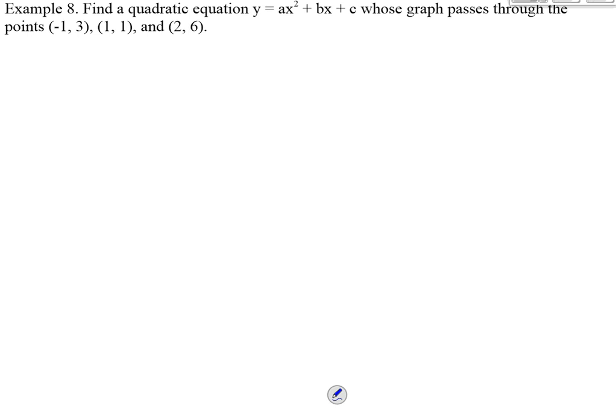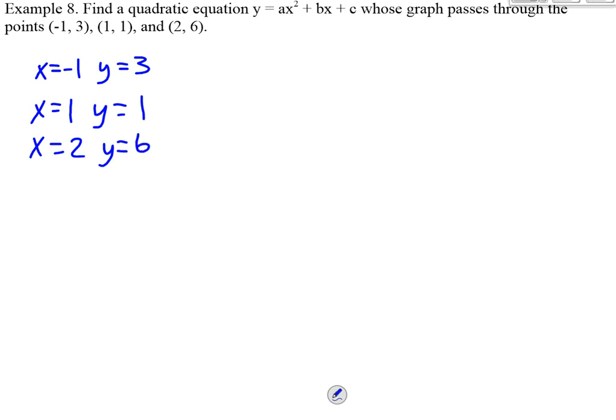And you'll like this one. One of the reasons I asked you if you wanted to do it is this one is not as awkward or as big a numbers or hard to do as the last one was. So if x equals -1, y equals 3, and if x equals 1, y equals 1, and if x equals 2, y equals 6. Those are our ordered pairs.